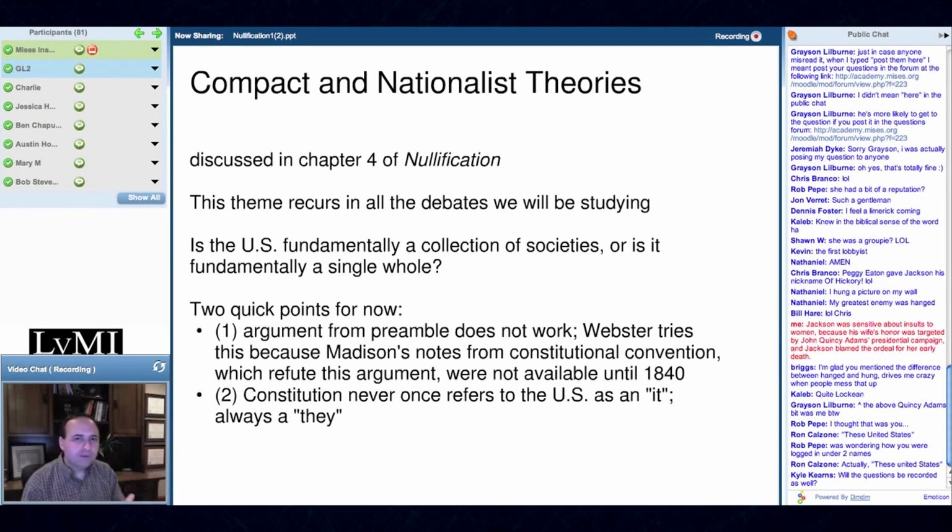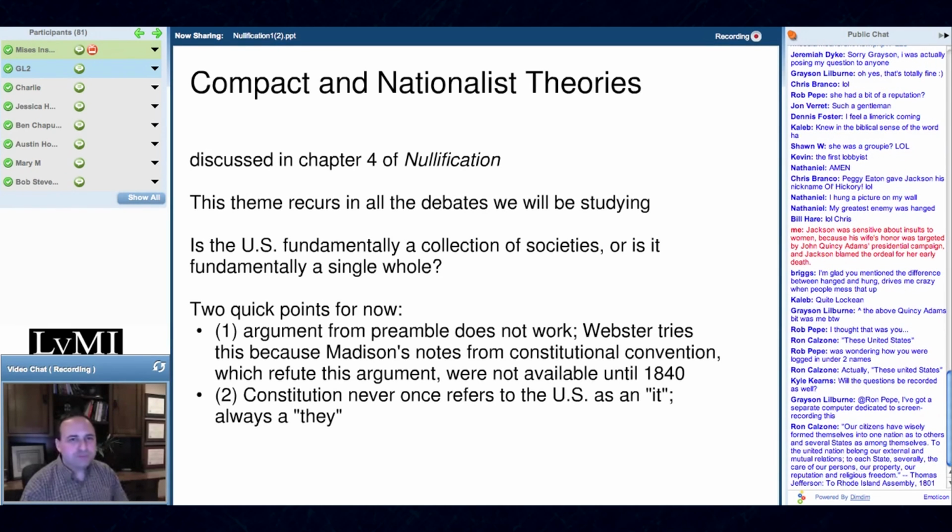See how this is, it's not indispensable to nullification, but it lends it a certain plausibility. The states are the creators of the Union. So how can the Union tell the states what the Union is? The states created the thing. So that if there's a dispute over power, you don't consult the thing you created. You consult the creators.